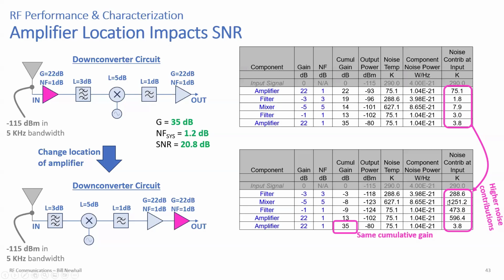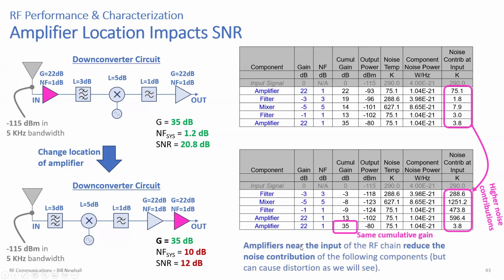Right? So that affects noise performance. In this case, the noise figure of the system is 10 dB instead of 1.2 dB, and the SNR would be 12 dB instead of 20 dB for that case we talked about. So amplifiers near the input of the RF chain reduce the noise contribution of the following components, but they can also cause distortion, as we will see.